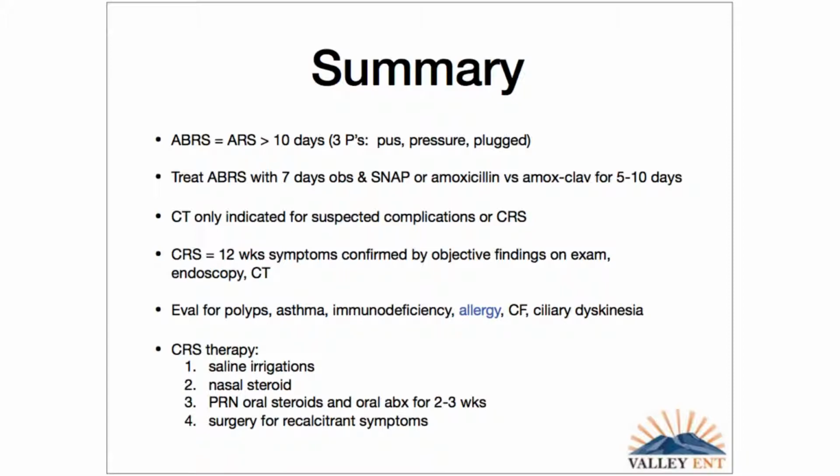CRS, chronic sinusitis, is greater than 12 weeks of symptoms, confirmed by one objective finding. And when you have a patient with chronic sinusitis, determine if it's with or without polyps, and evaluate them for asthma, immunodeficiency, allergy, cystic fibrosis, and ciliary dyskinesia. And these are all good therapies for chronic sinusitis: saline irrigations, nasal steroid. Every patient with CRS should be on those too. These patients also benefit from PRN oral steroids and oral antibiotics for 2 to 3 week duration for acute exacerbations. Surgery is reserved for patients with recalcitrant symptoms.